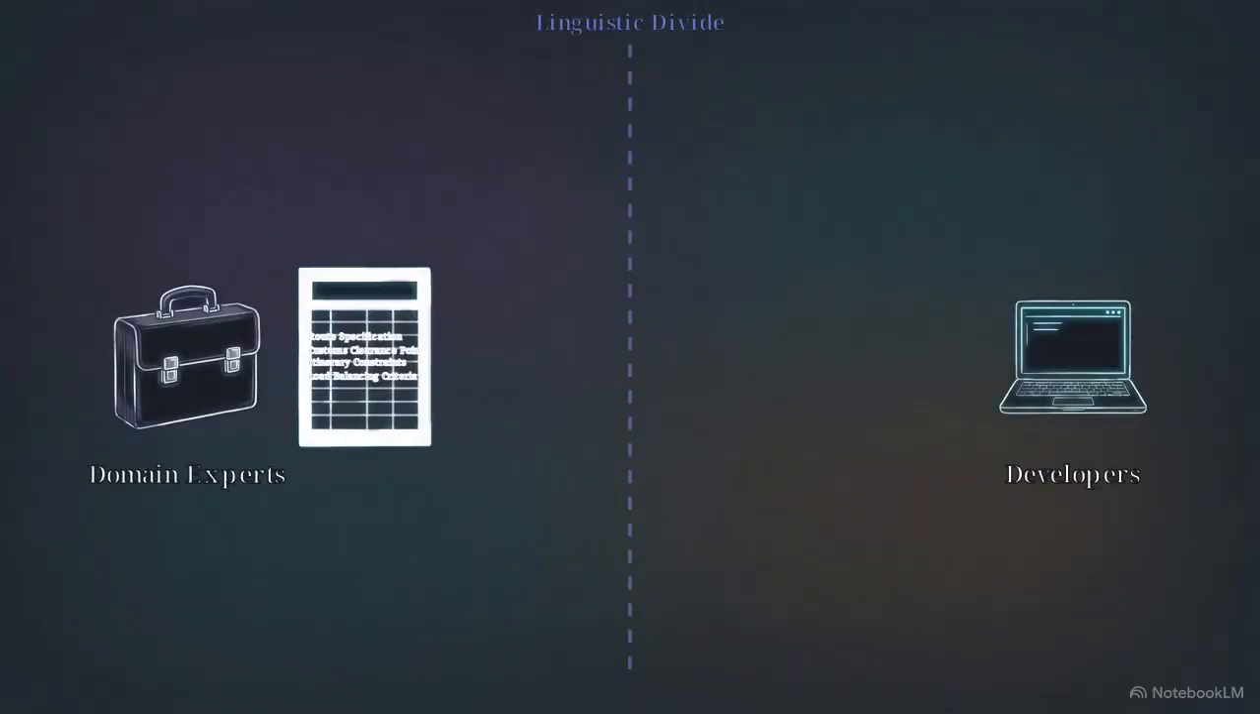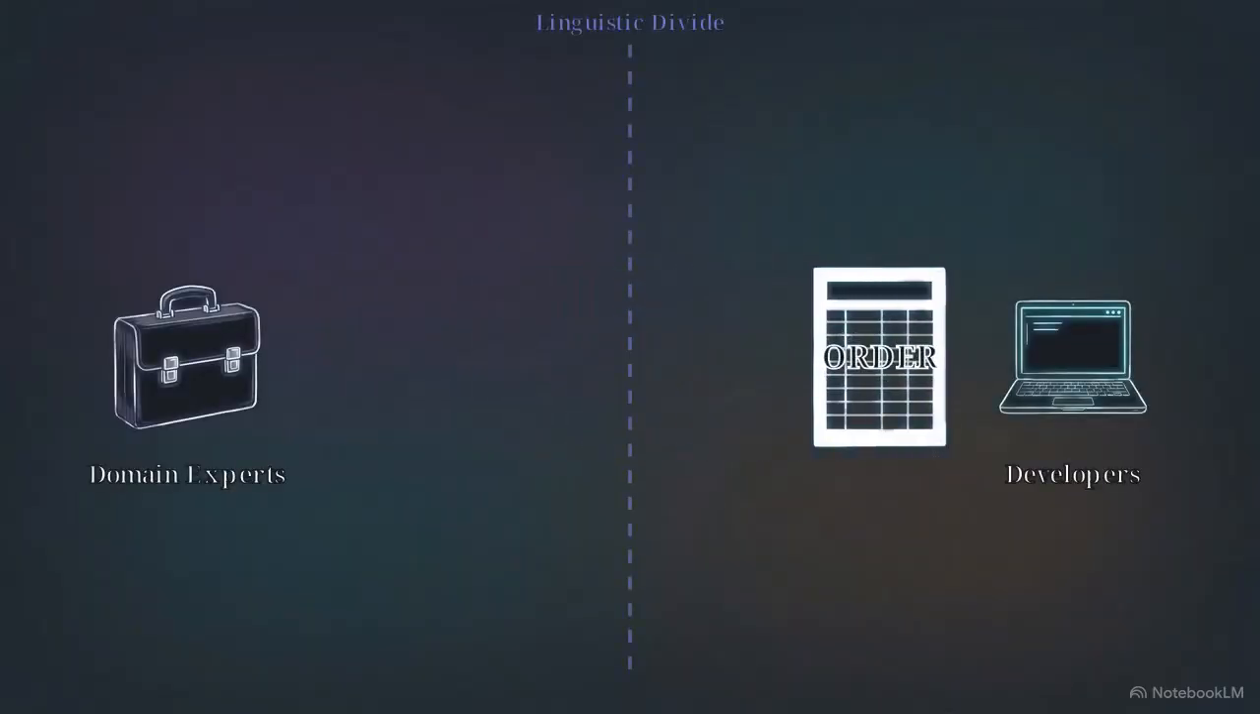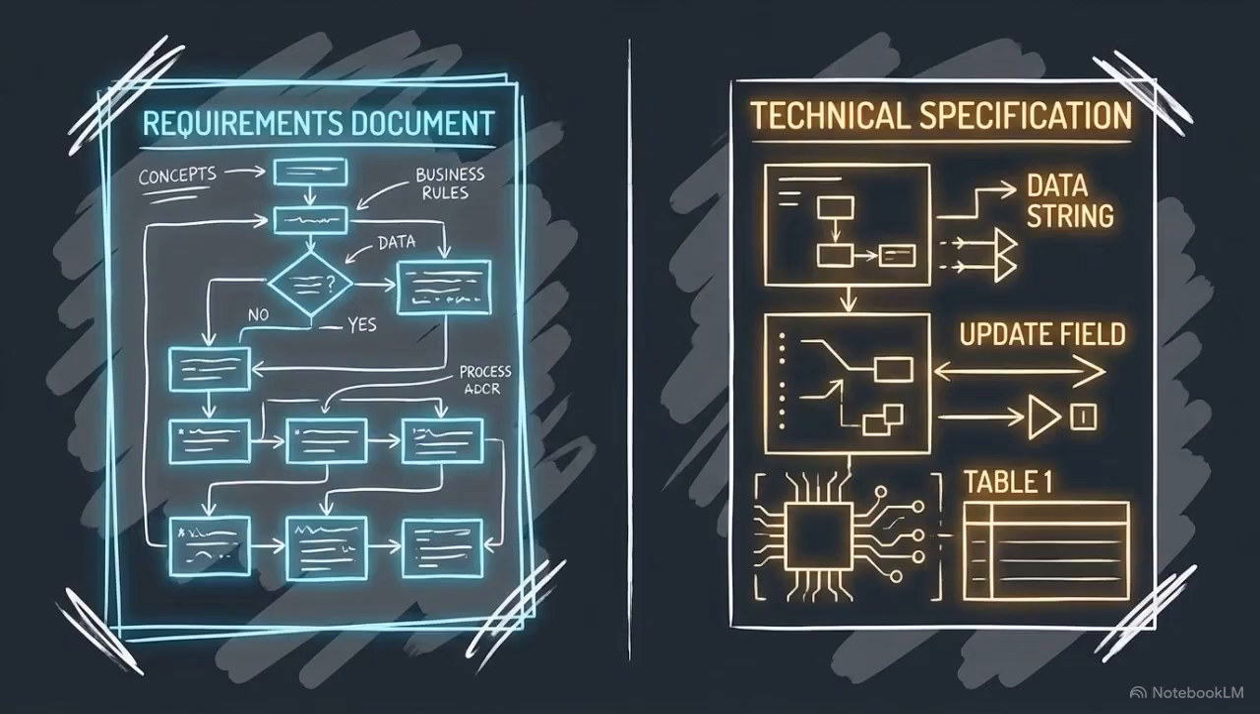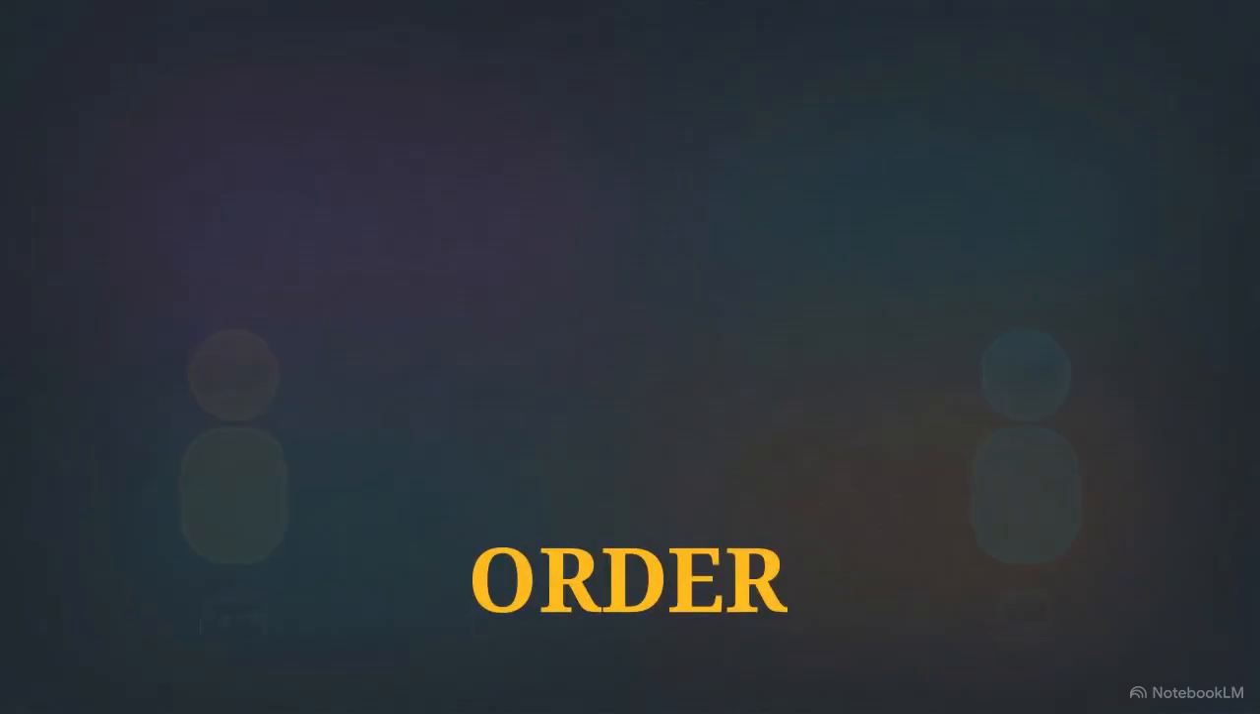Every time a requirement moves across that divide, information degrades. Nuanced business rules are converted into generic technical specifications, losing their original intent along the way. This indirectness conceals deep schisms.